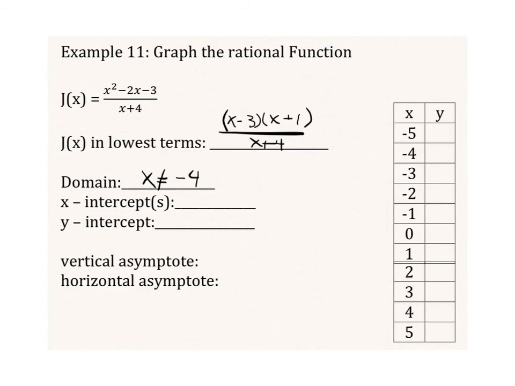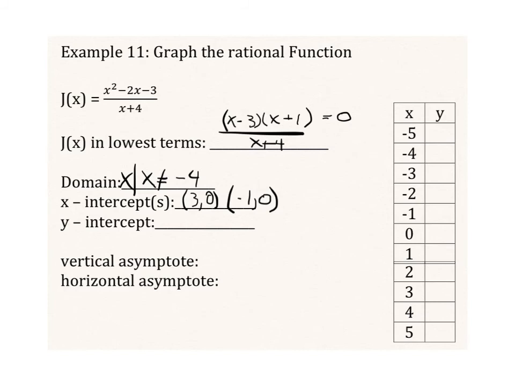x, provided that x can't equal -4. Our x-intercepts are going to be whatever makes the top 0. So it looks to me like (3, 0) and (-1, 0) would make the top equal to 0. Our y-intercept is whatever we get when we plug in 0 for x.